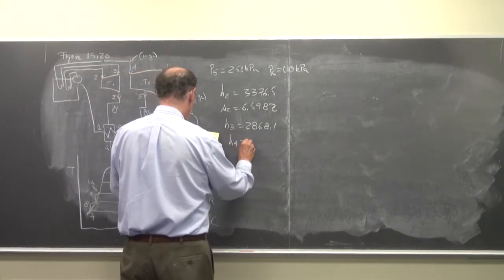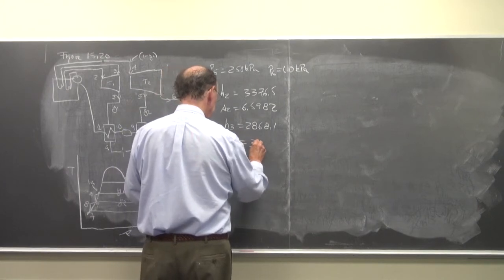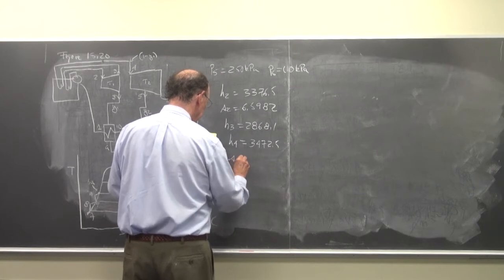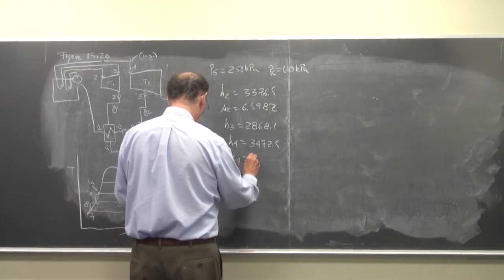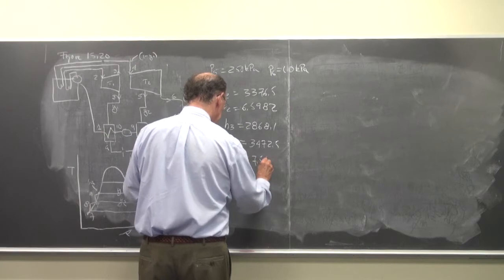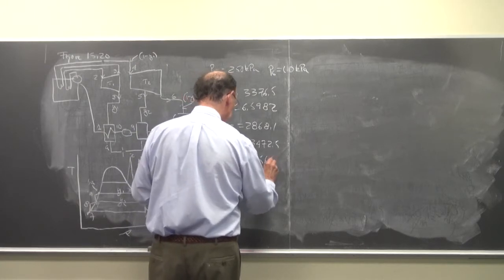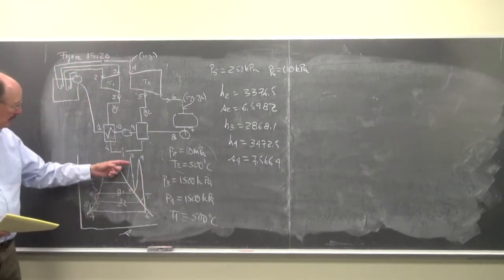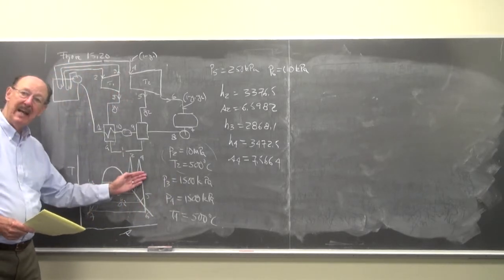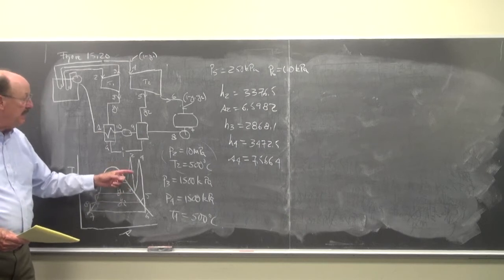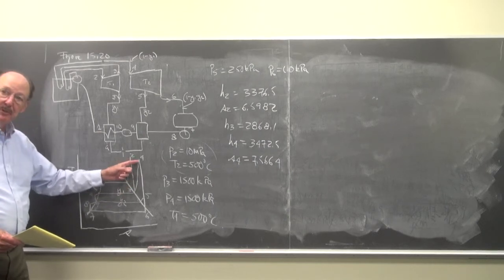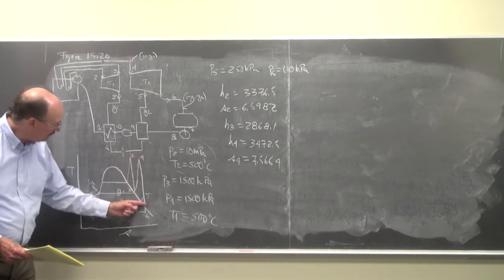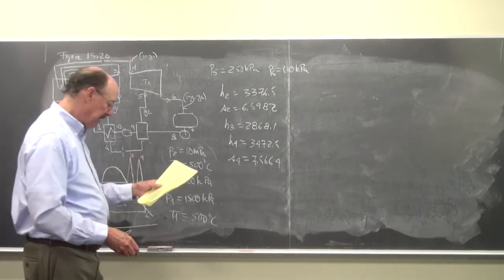H4 is equal to 3472.5. S4 is equal to 7.5664. So now, it went through the reheater, the entropy is greater, so notice that S4 is greater than S2. We can't use these same values, so I now have to use this entropy value to find the others.